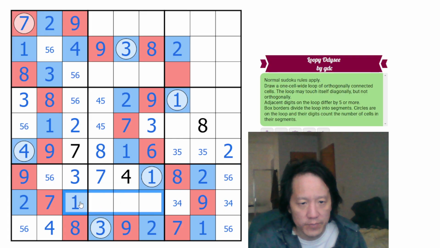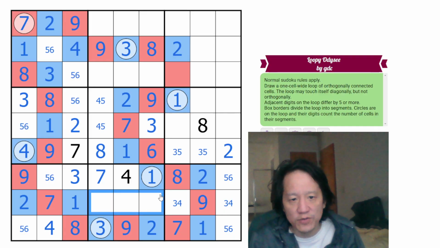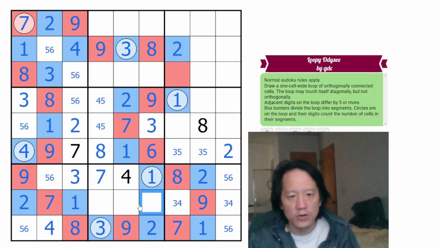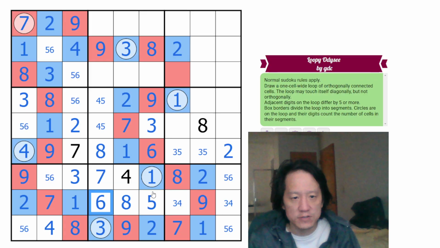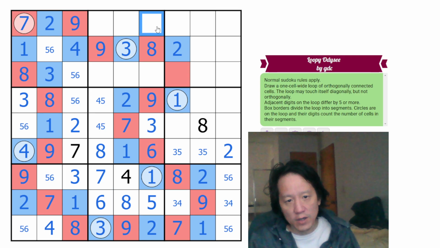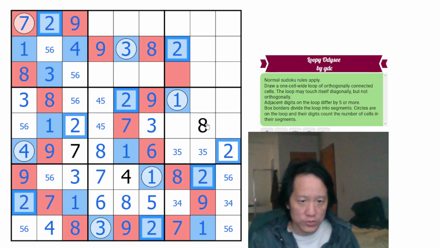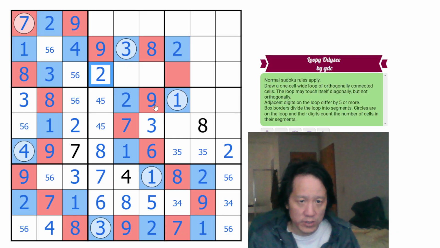So that works. This has to be 5, 6, and 8. 8 can't be here or here, therefore this is 8. This can't be 6, so this is 5, and therefore this is 6. We have what's left over in column 8. Actually, let's look at the 2's. The 2 has to be here in box 2, and that's done.